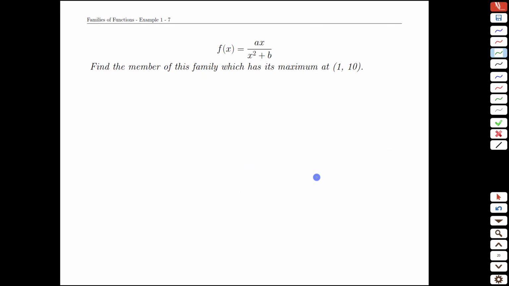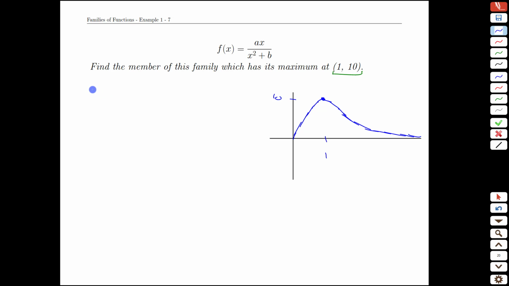Last but not least, let's take a modeling example where we say, I have this family of functions, but I'd like to have the critical point hit at a specific location. At the point (1, 10), I want to have this graph peak there and then come down. Again, we know what the family members look like in general, but how can we nail it down to this specific member that has this specific property?